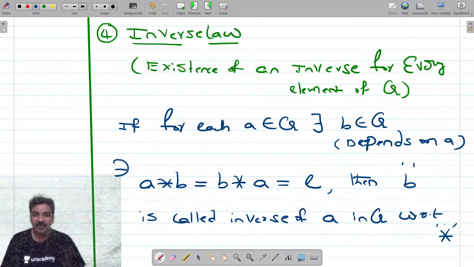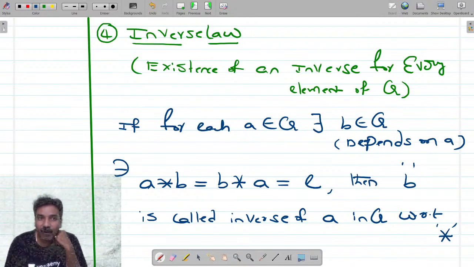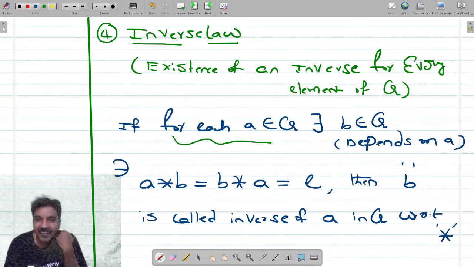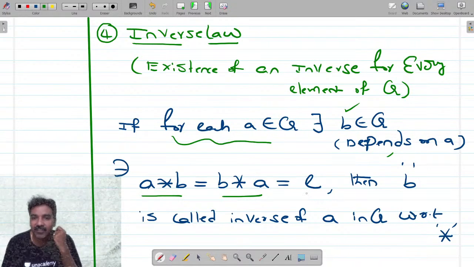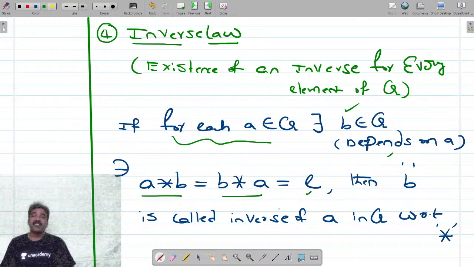Okay, I think this point is clear. So for each A belongs to G, there exists B belongs to G depending on A, such that A star B equal to B star A equal to E. So this is an identity element. It means that if you want to prove that inverse exists in that particular set, the identity element plays a very important role. Without identity element, inverse does not exist.